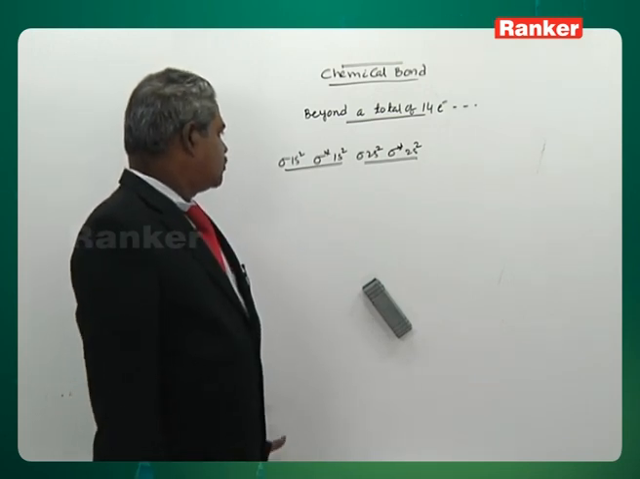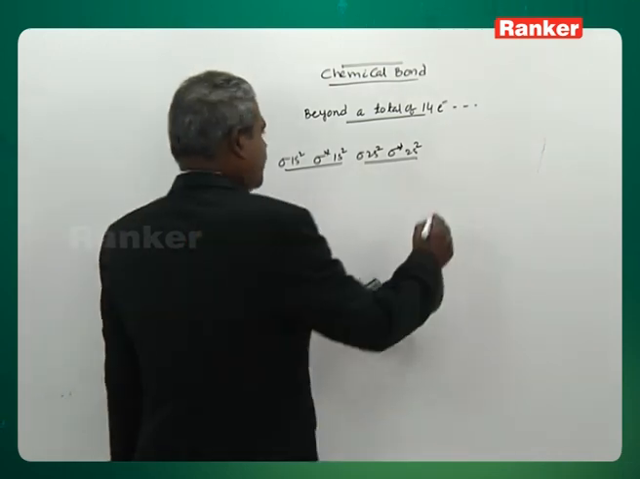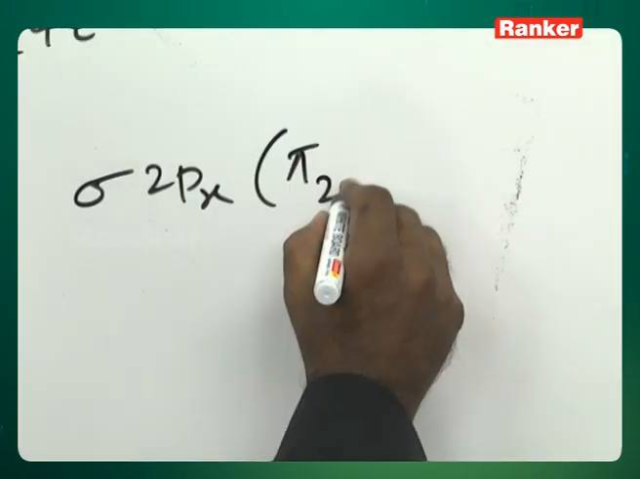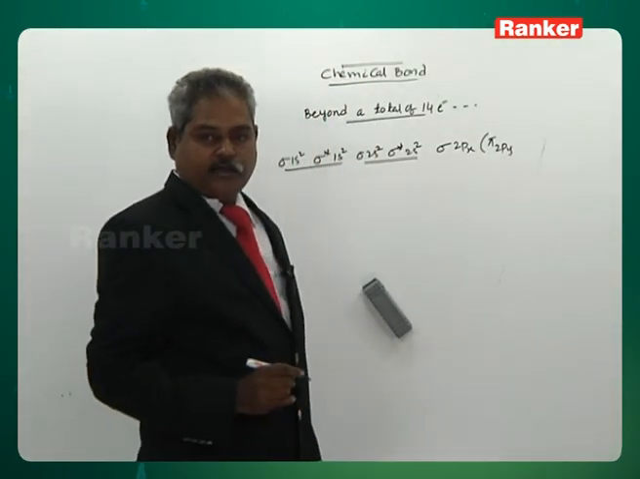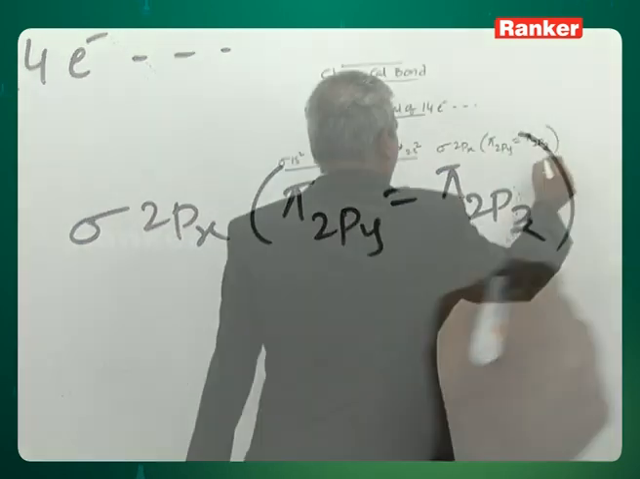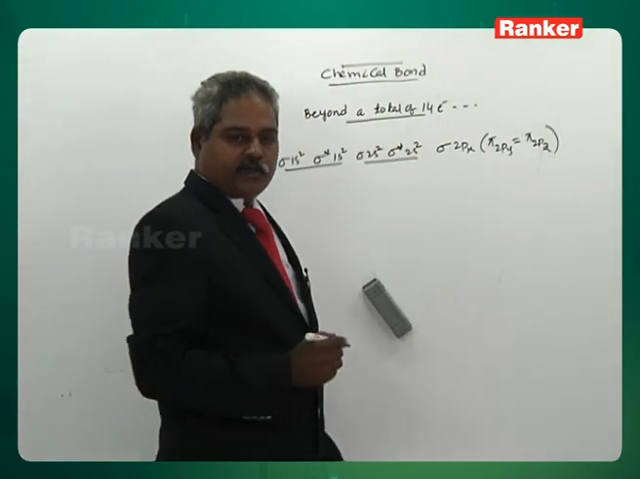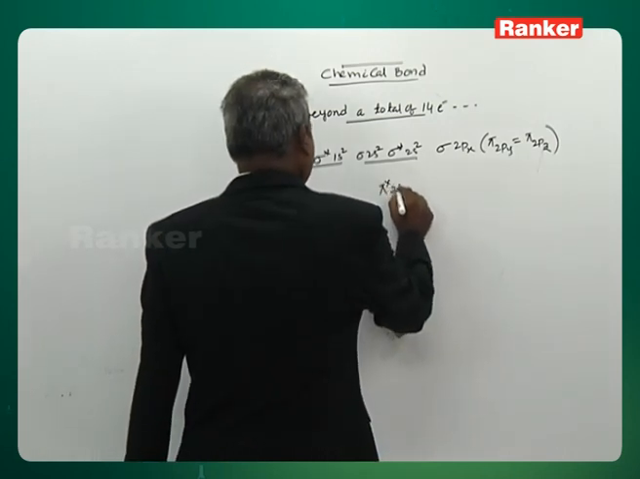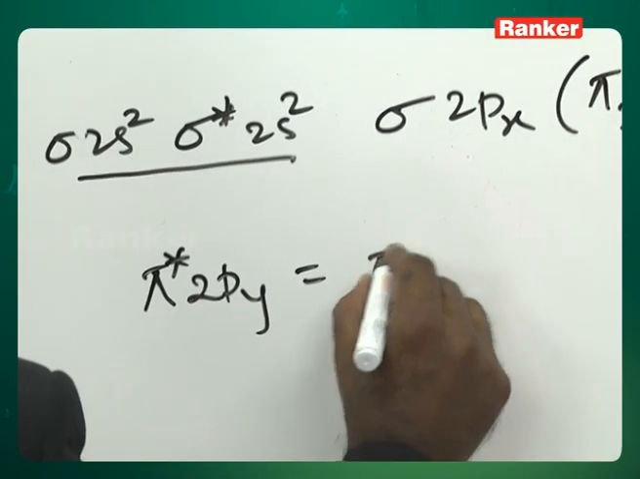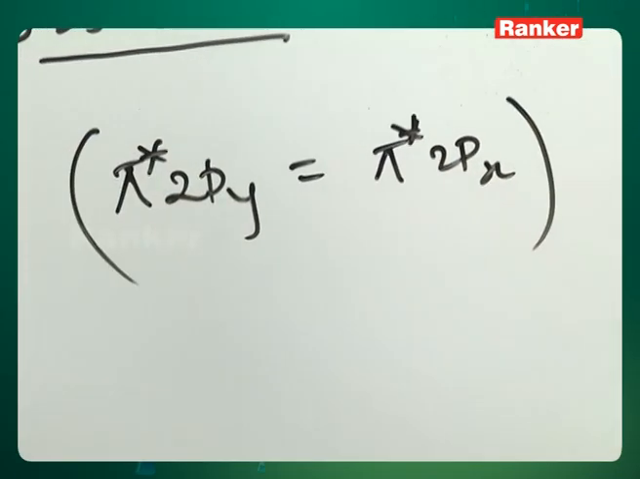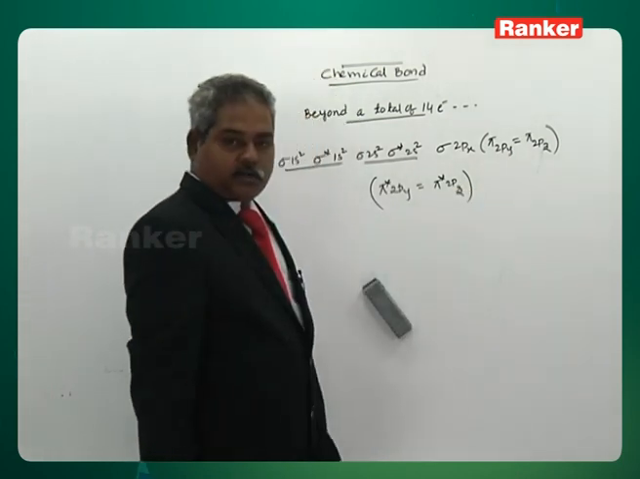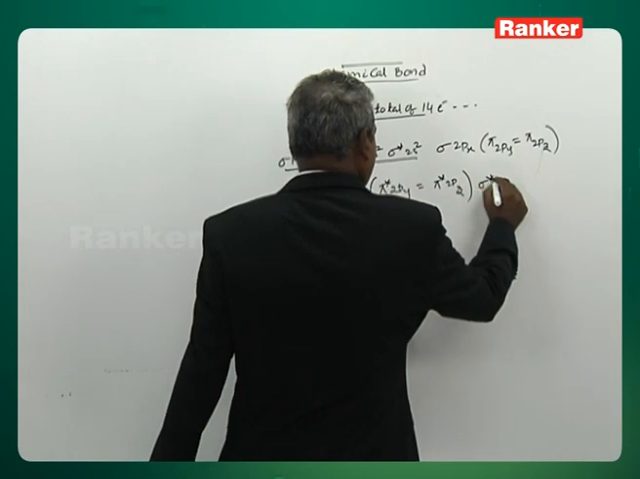Sigma 1s2, sigma star 1s2, sigma 2s2, sigma star 2s2, sigma 2px, sigma 2px, pi 2py equal to pi 2pz, then pi star 2py equal to pi star 2pz, sigma star 2px.